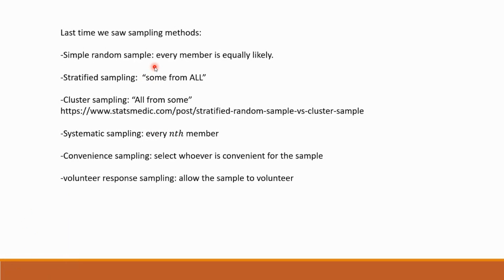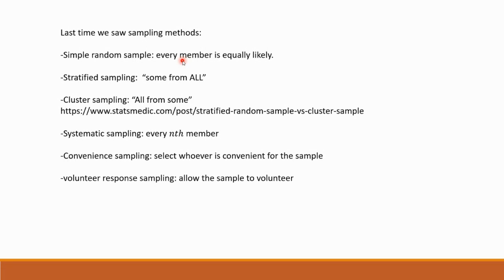We can have what's called a simple random sample. That's when every member is equally likely to be chosen. If I remember correctly, we did an example of that last time where we put everyone's name on a sheet of paper, put it in a bin, shook the bin up, and then chose a name at random. That would be a simple random sample. Every member is equally likely to be in the sample.